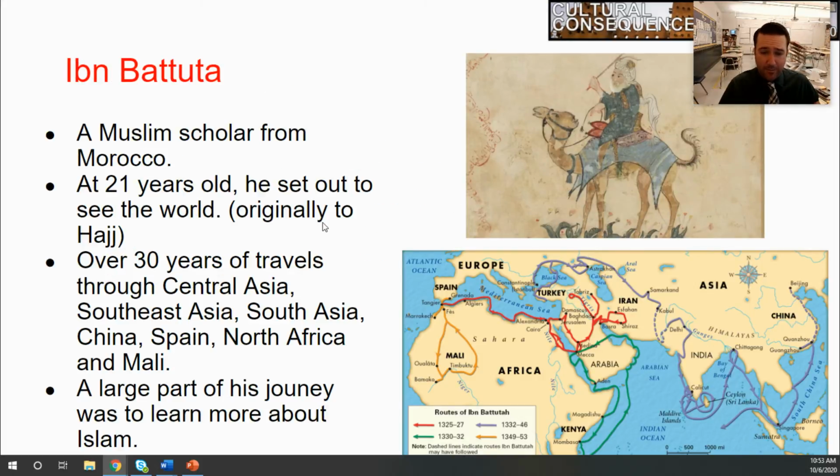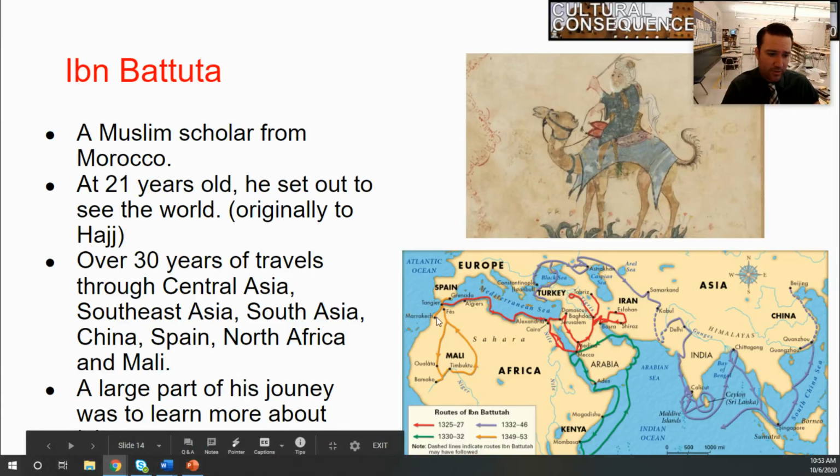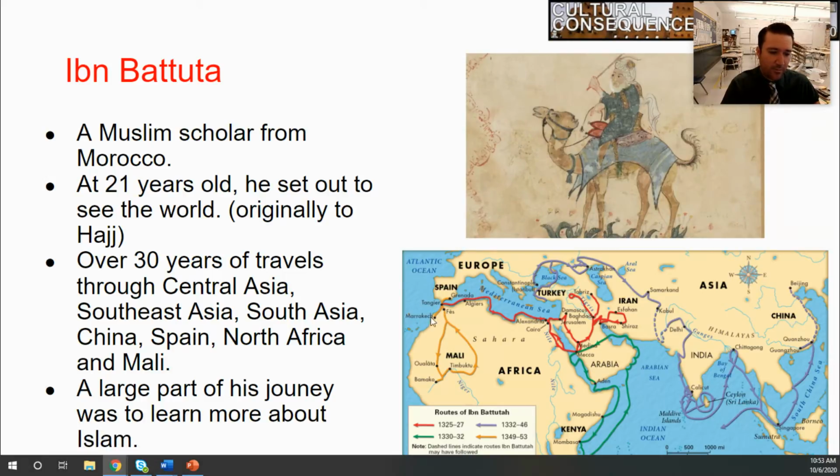So then we move into Ibn Battuta. Ibn Battuta was a Muslim scholar from Morocco, and Morocco is right over here. He lived, I think it's Tangier, but I'm not 100% certain, to be honest with you. Anyway, Morocco's right here. So Ibn Battuta is going to go on the Hajj.